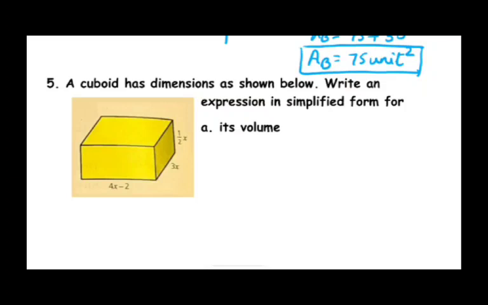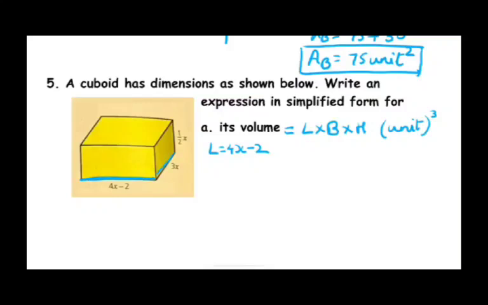So what is the formula for volume of a cuboid? Volume is length into the breadth into the height. And whatever the answer, you have to write unit cube. Children, for area it's always unit square, and for volume it's always unit cube. So what is the length, children? 4x minus 2. The longest side will always be called the length.